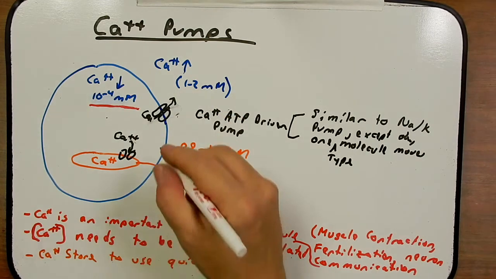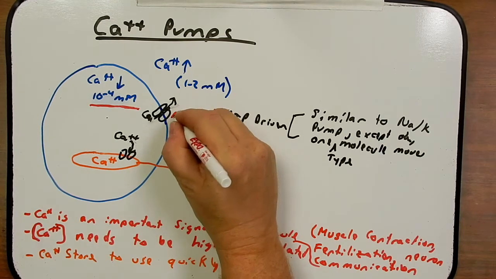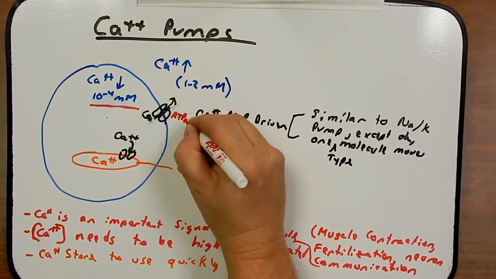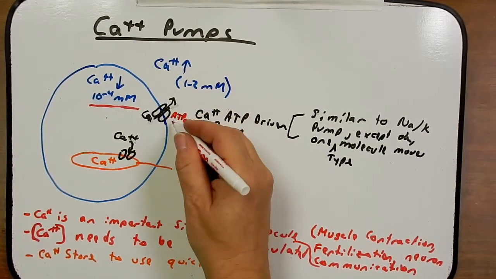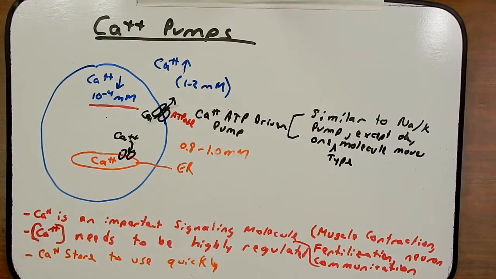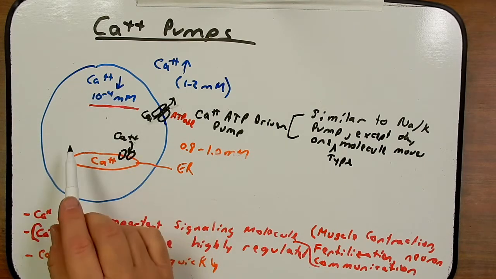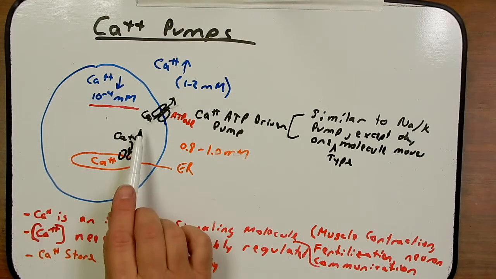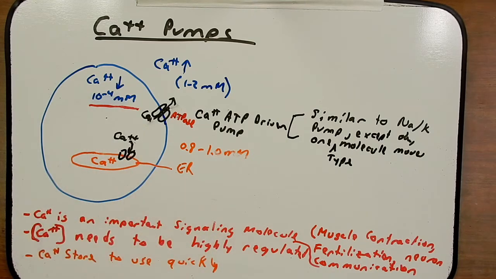I should have written here, I better do it now so I don't forget. But remember, this is an ATPase, and so it requires ATP hydrolysis to move this calcium out. But it's an important investment of energy because we want to maintain a low concentration in here because we don't want this signaling molecule in the cytosol signaling various proteins if it's not time to do so.